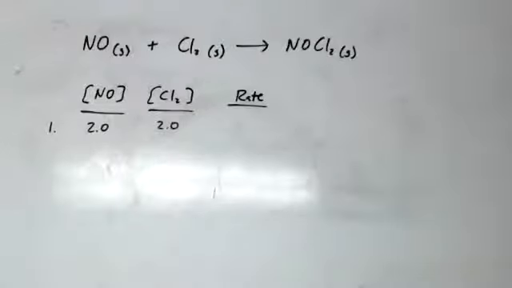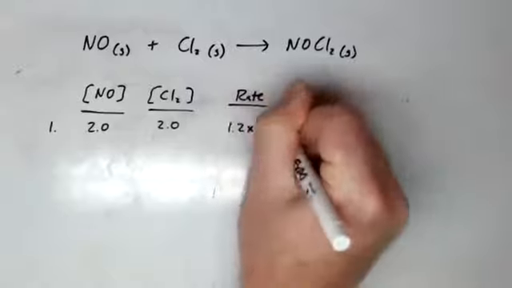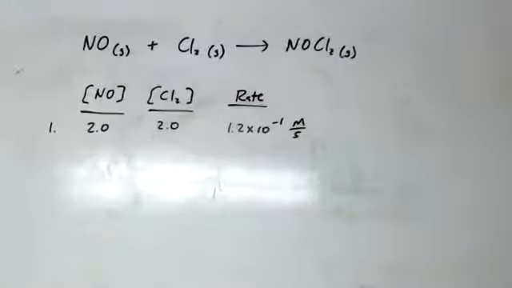So I'm going to start with the same concentration of our two reactants here, and I will experimentally measure the rate at which this product, NOCl2, is formed. And let's say in this case, this is our rate. Now, what does this mean here? Well, the rate is in molarity per second.